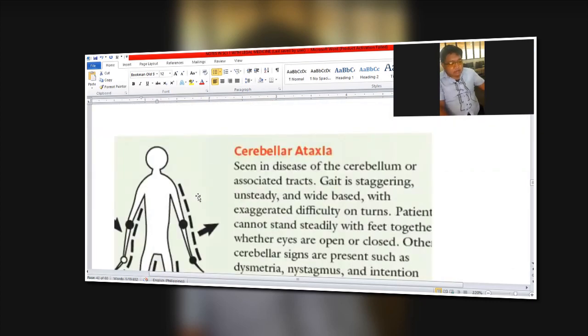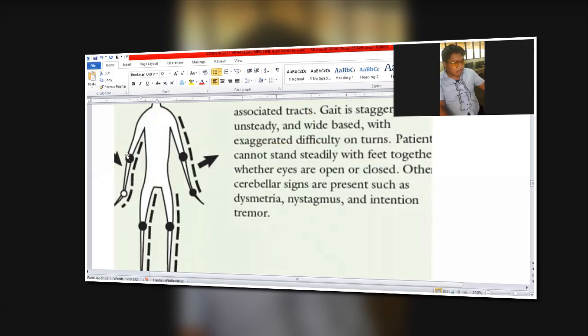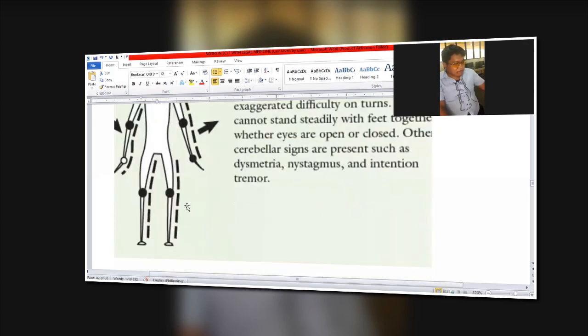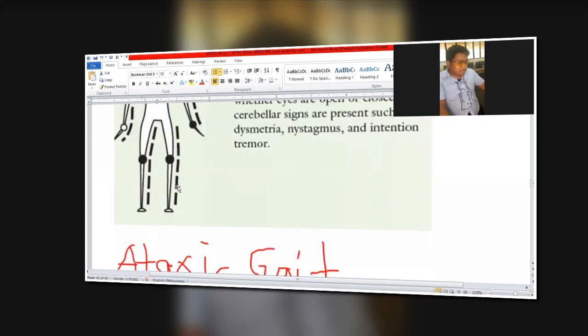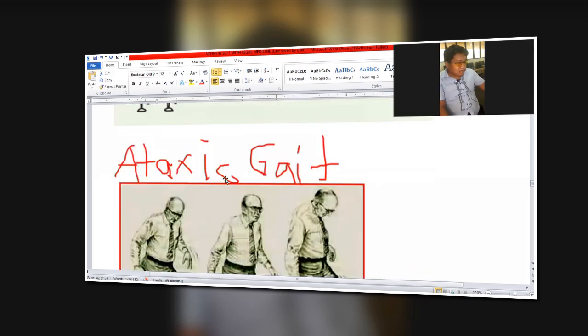cerebellar, no, ataxia. No? This is a disease of the cerebellum-associated tracts. Gait or gait is staggering and steady and wide-based. Tignan yung paglalakad niya. Nakalos yung kamay, yan, nakaganyan, medyo sakang, no, yung tao habang naglalakad para siyang robot, no? Yan. Okay? Another is ataxic gait.